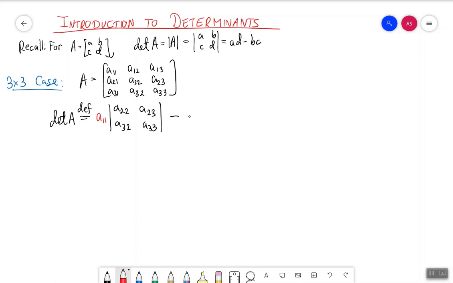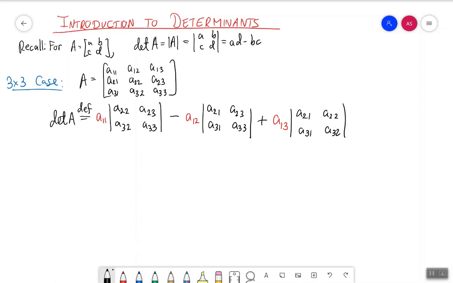minus A12 times the determinant of the smaller matrix A21, A23, A31, A33, plus A13 times the determinant of the smaller matrix A21, A22, A31, A32.